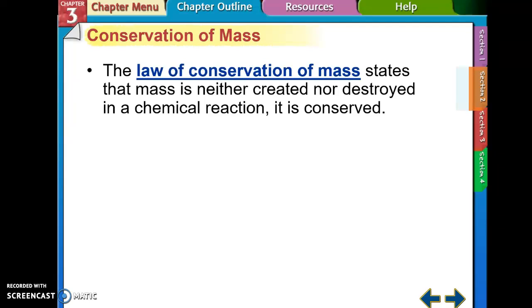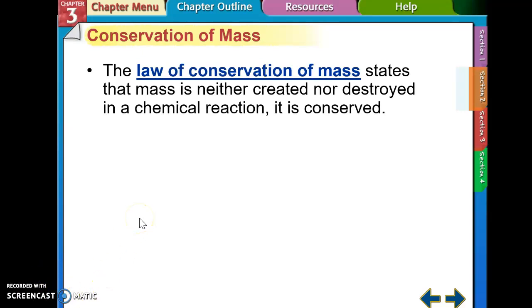Alright, welcome to Chapter 3. We're about midway through, and what we're going to talk about today is the law of conservation of mass and about classifying matter. So the law of conservation of mass, we are going to come back to this over and over again all the time this year.